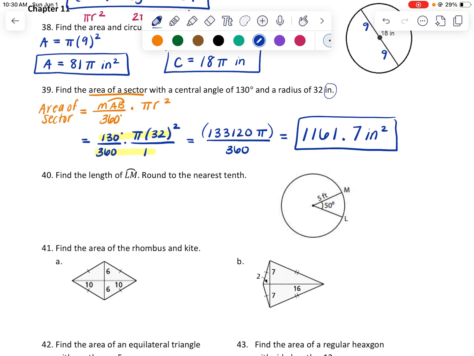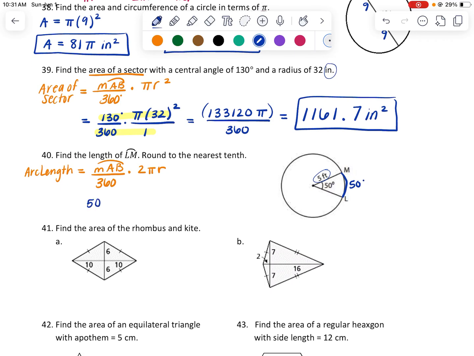Number 40, find the arc length of LM. So again, arc length is very similar. You have the equation in front of you, but it's the measure of the arc AB out of 360 degrees times 2 pi r. So again, I'm just plugging in what I know. I know r is 5 and the arc is 50 degrees. So 50 over 360 times 2 pi times 5. And again, I put it over 1.